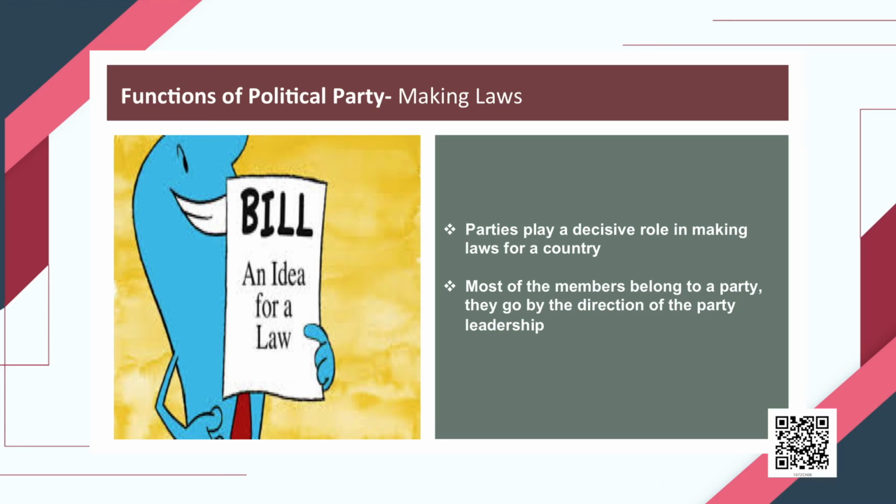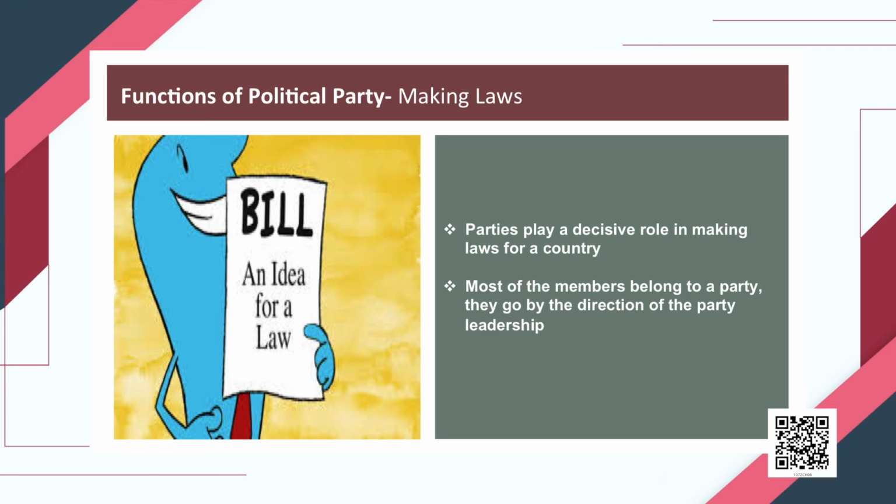Another important function of a political party is making of laws. Parties play a decisive role in making laws for a country. We all know the procedure of making a law in the parliament. Formally, laws are debated and passed in the legislature, but since most of the members belong to a party, they go by the direction of the party leadership, irrespective of their personal opinions. So a ruling party, which forms the government, also makes laws. By doing so, they fulfill the promises made during elections.